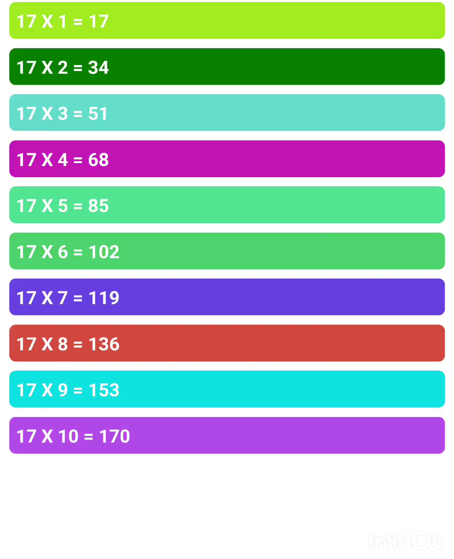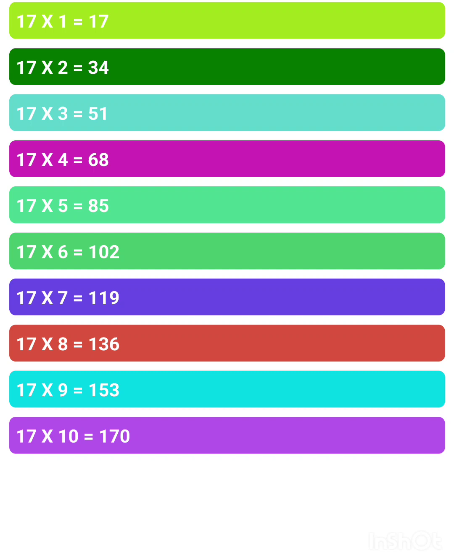Table for 17. 17 ones are 17. 17 twos are 34. 17 threes are 51. 17 fours are 68. 17 fives are 85.